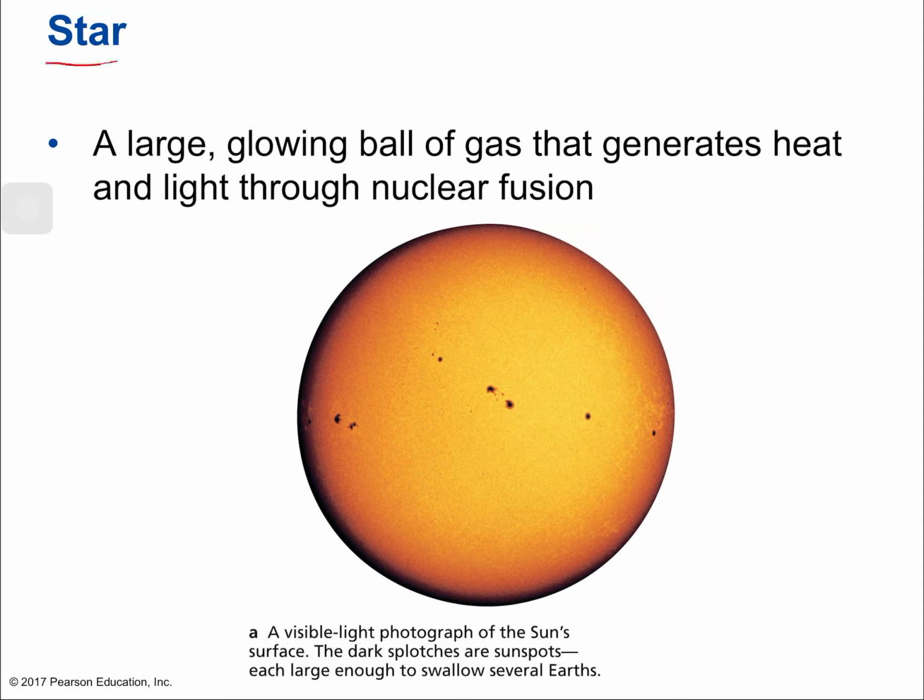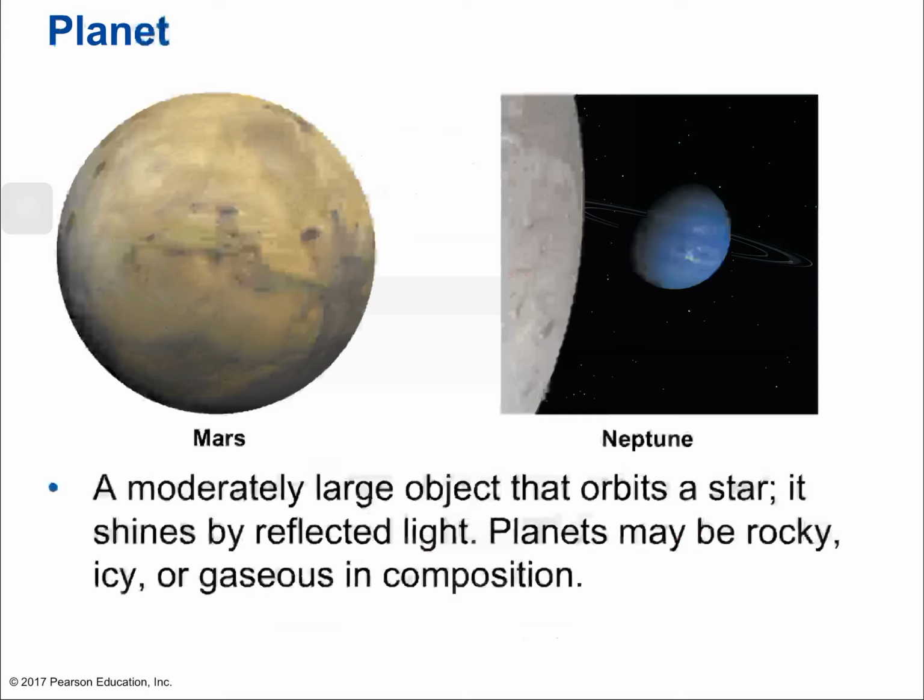A star is a large glowing ball of gas that generates heat and light through nuclear fusion. Not fission, fusion. Okay? Our sun is a star. It's a pretty average-sized star. Planets, like Earth, are moderately large objects that orbit a star. They shine by reflecting light. They don't produce their own light. They may be rocky, icy, or gaseous. So we have a few key categories. Mars, for example, is rocky. Neptune is a gas planet. Okay?